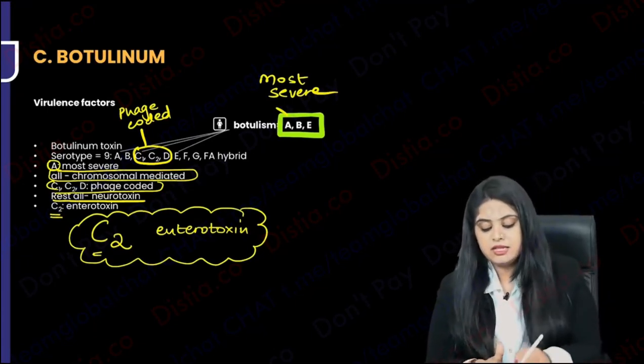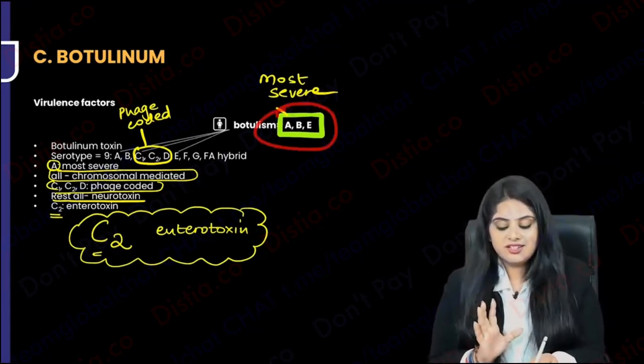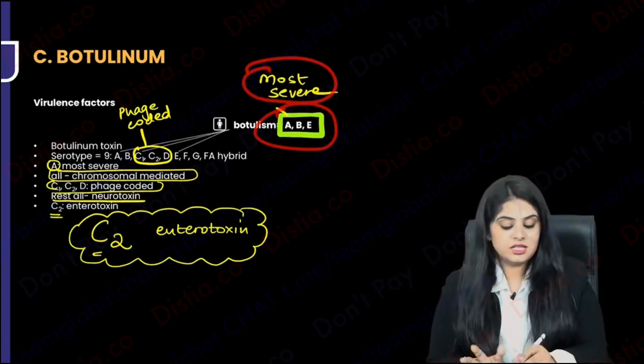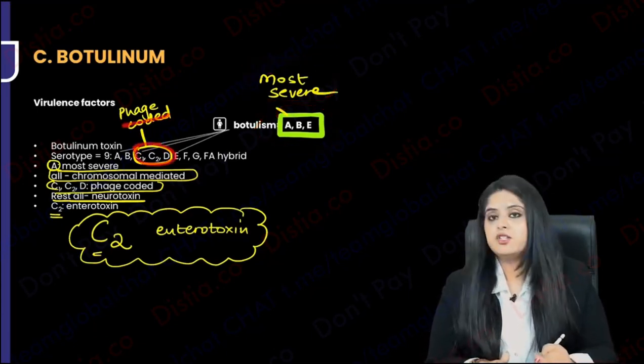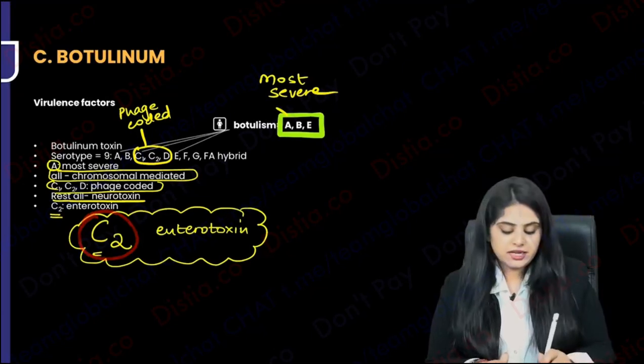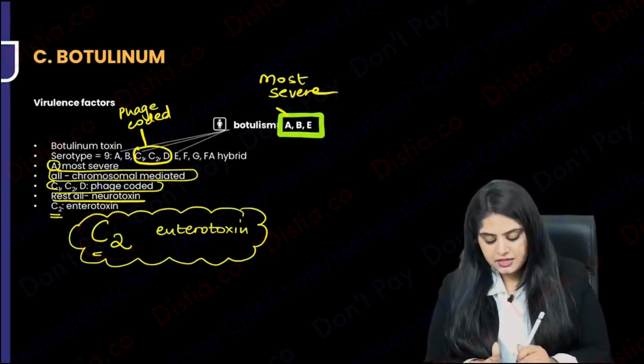Do you want to do a quick recap? Tell me which are the ones which cause infection in us. ABE causes infection in us. ABE, of which A is most severe. After that, all of them are chromosomally mediated, but CCD is going to be phage coded. All of them are going to be neurotoxins, but the colon C2 is going to be an enterotoxin. So now we can go ahead and study what is going to be the exact pathogenesis out here.